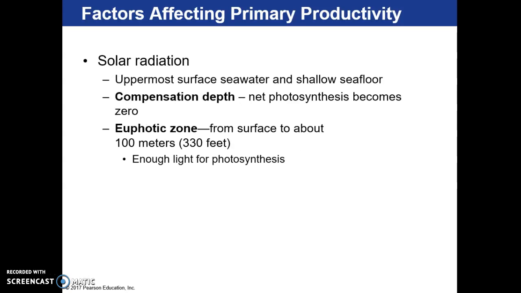So we also need solar radiation. So if we are not receiving enough sunlight, then you're not going to be as productive. We know that the uppermost surface and shallow seafloor are where we receive the most radiation, so the euphotic zone, the top 100 meters, and that's where we have enough light for photosynthesis. So all of our photosynthesis takes place in the top 100 meters depth of the ocean. At the compensation depth, your net photosynthesis becomes zero. The word net here means that there is some that goes on, but you're also losing ability at that point. And so you really don't have any net benefit from photosynthesis at that level.